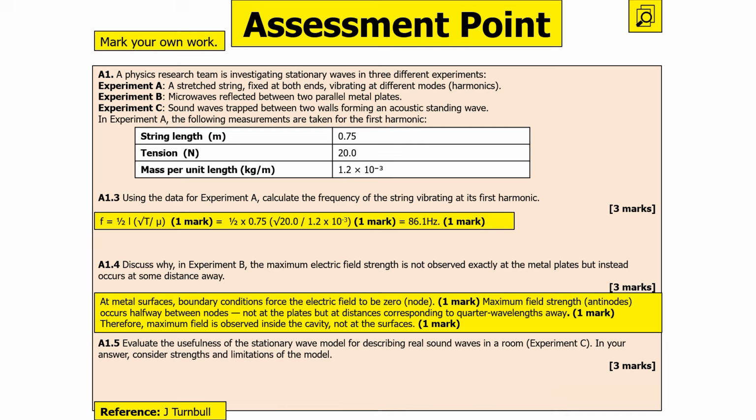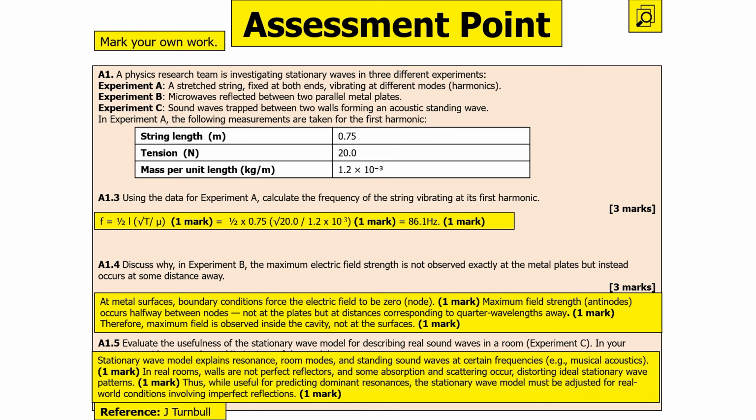Now at metal surfaces, the boundary conditions will force the electric field to be a node, because at the ends of the wave pattern there must be nodes. So the maximum field strength, the antinodes, occurs halfway between the nodes, not at the plates, but at distances corresponding to quarter wavelengths away. So therefore our maximum field is observed in the middle of the cavity, not at the surfaces.